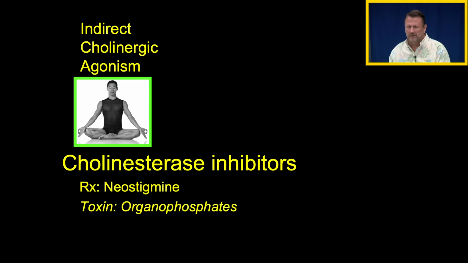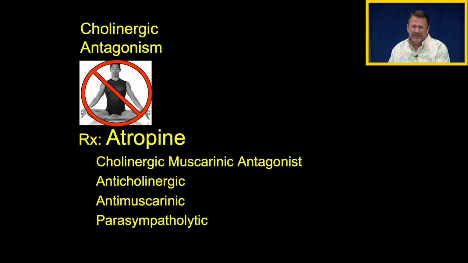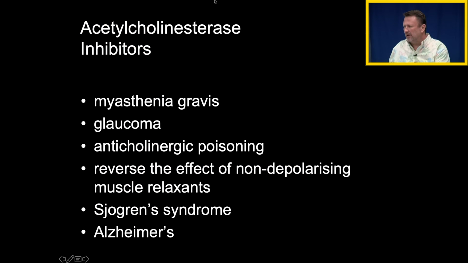And we talked about these during neurotransmission. So again, the cholinesterase inhibitors are used for all sorts of things. We've gone through this list already. You guys can read it again. But keep in mind that these cholinomimetic drugs are used for myasthenia gravis, glaucoma, anticholinergic poisoning, reversing the effects of non-depolarizing muscle relaxants, Sjogren's syndrome, and Alzheimer's disease. You'll notice there's a warning about using them in asthmatics and people with chronic obstructive pulmonary disease.